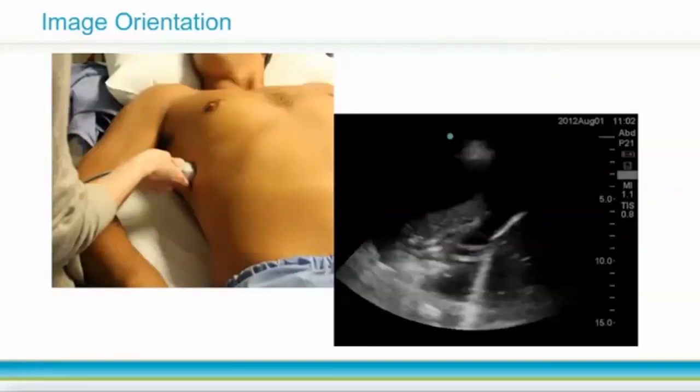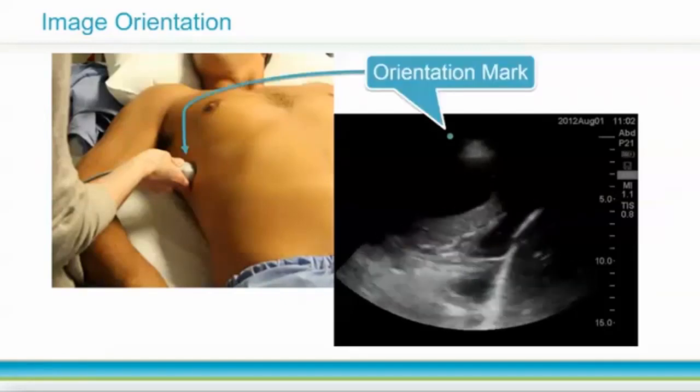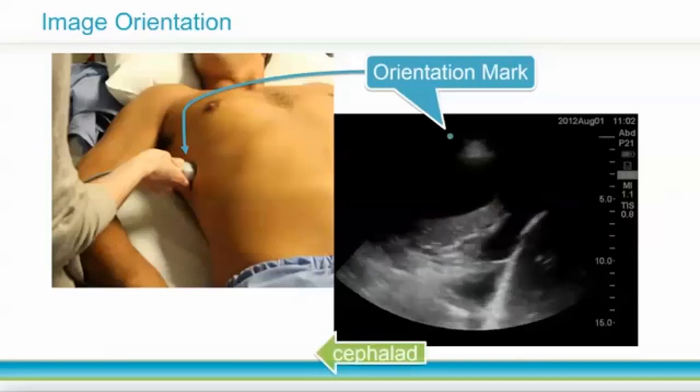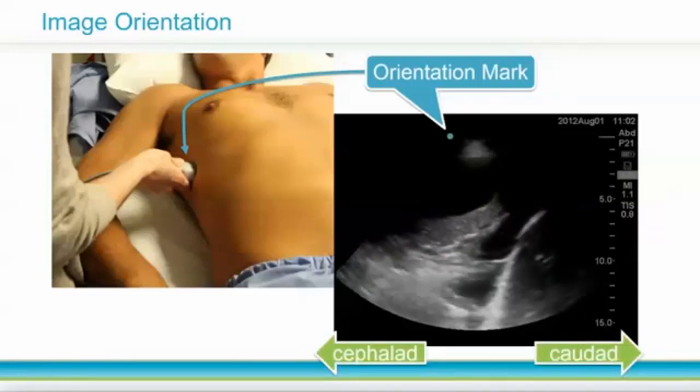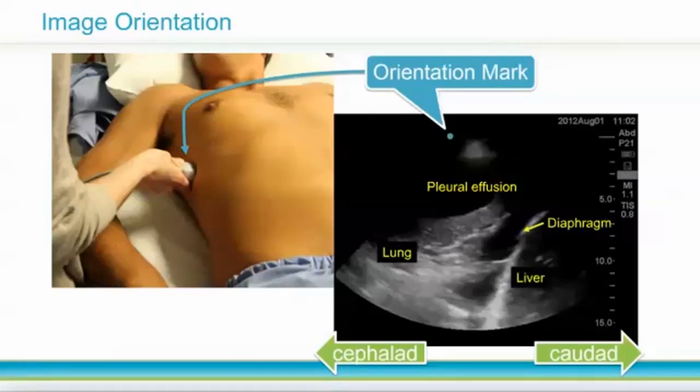For other exams, instead of left and right, you will use a cephalad-caudad orientation. Here, the transducer marker is pointing to the patient's head, so I know that the left side of my screen, where I see the orientation marker, is cephalad. The right side is caudad, or towards the feet. This helps me understand the anatomy I see on my screen. The lung, which can look very like liver when it's consolidated, is cephalad, and the liver is caudad.